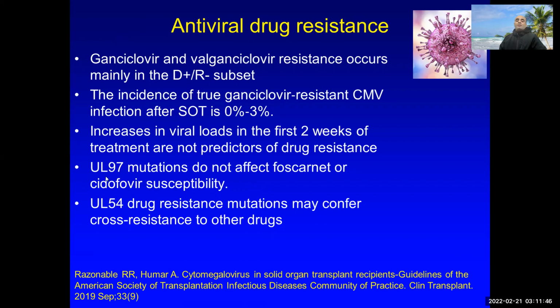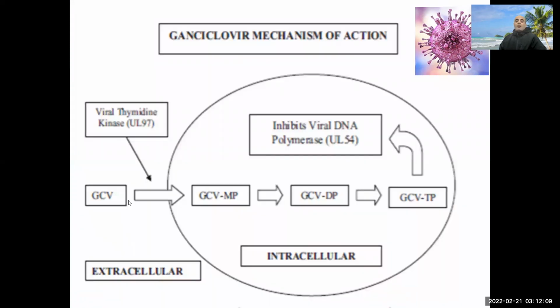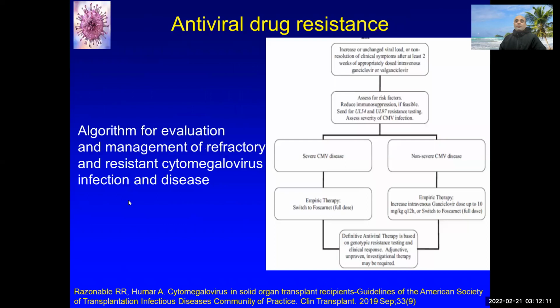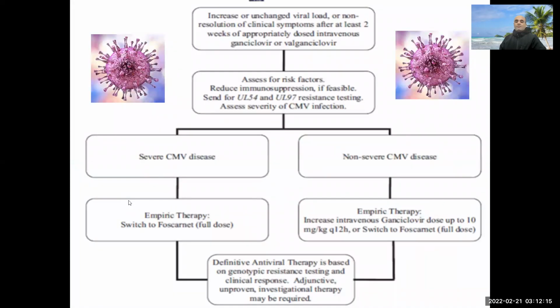For these drugs, you should ask for the UL97 mutation, which does not affect foscarnet or cidofovir susceptibility. UL54 polymerase drug resistance mutations may confer cross resistance to other drugs. You should ask for these genetic mutations, UL97 and UL54, and this will not give you a headache. Antiviral drug resistance, we'll see this in the end.